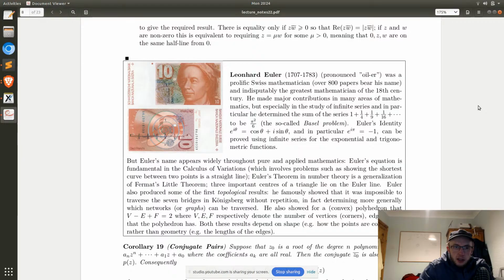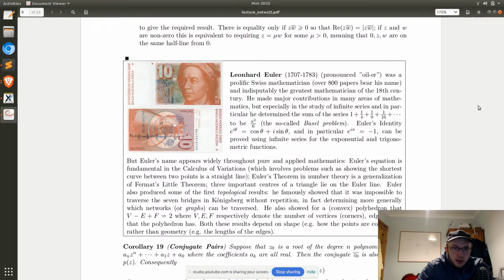Euler's equation is fundamental in the calculus of variations, which involves problems such as showing the shortest curve between 2 points is a straight line. Euler's theorem in number theory is a generalization of Fermat's little theorem. 3 important centers of a triangle lie on the Euler line.